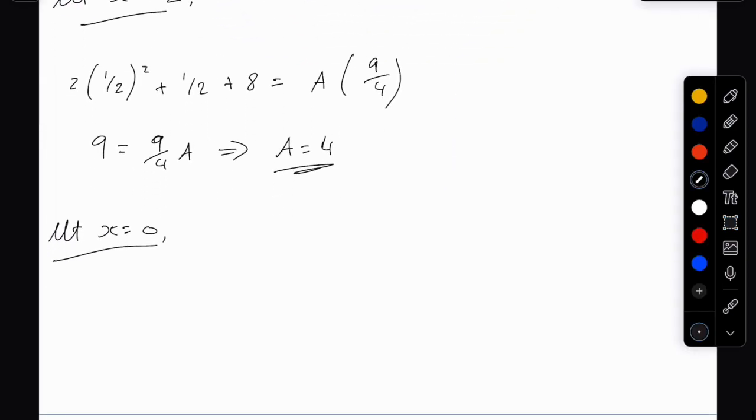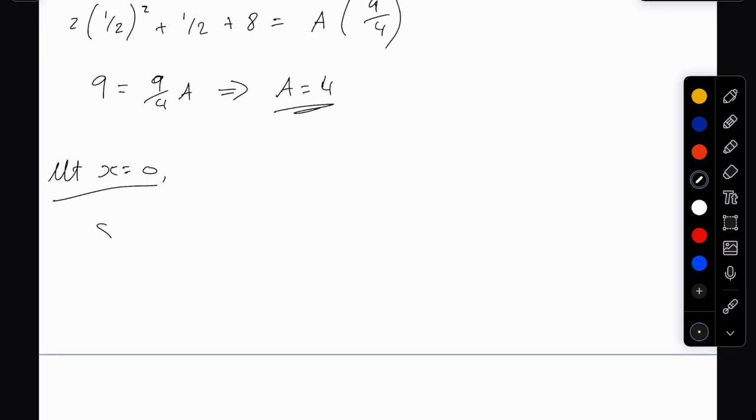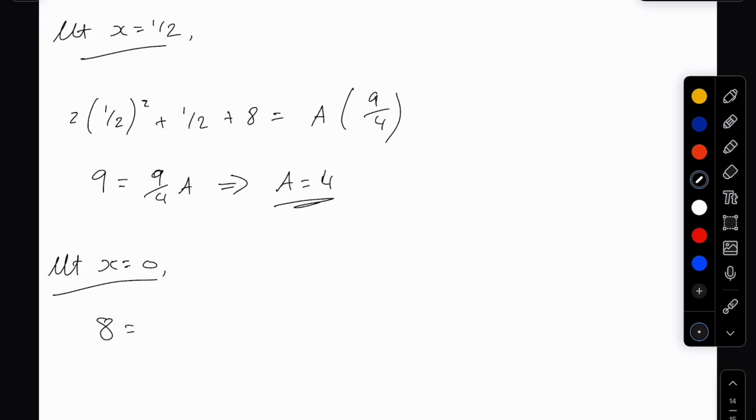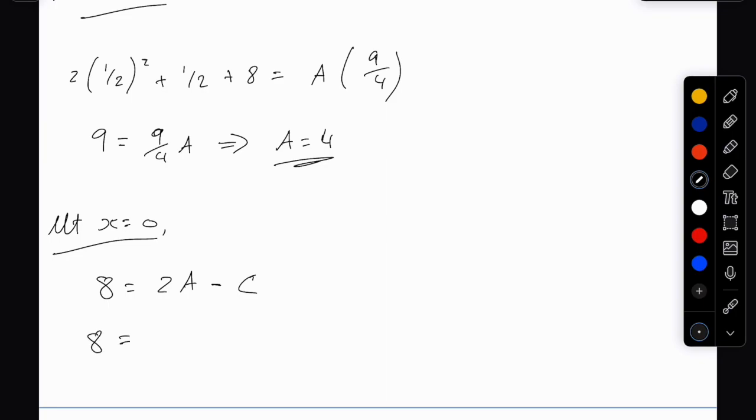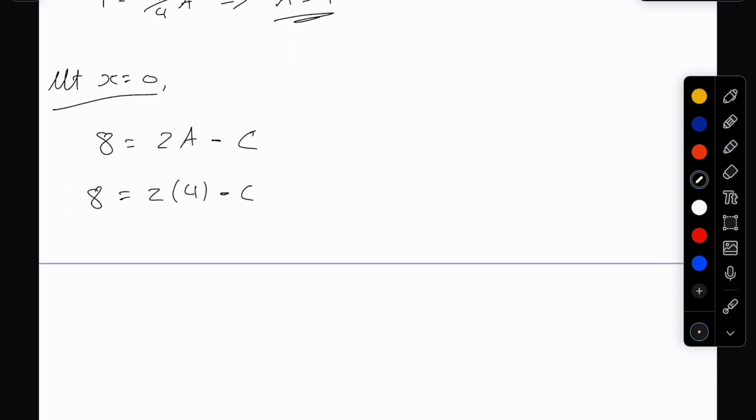Well, if x equals 0, guys, what we're going to get is, firstly on the left hand side, we're just going to get a value of 8. And that's going to equal 2a minus c, basically. Now we don't know c yet, but we know a. So 8 is going to equal 2 times 4 minus c. So c then is going to equal what? 8 is equal to 8 minus c. C is equal to 0.